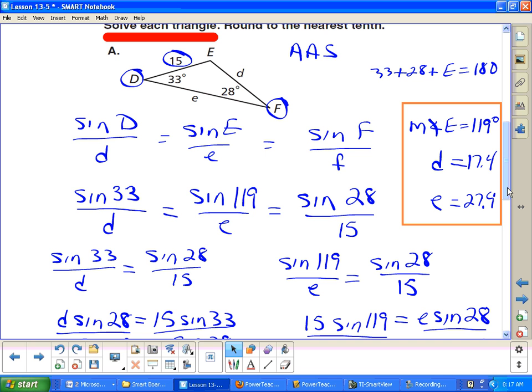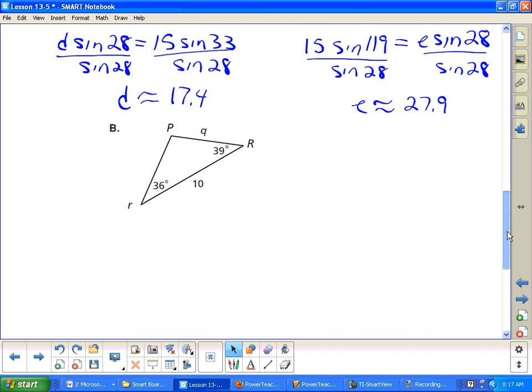So then angle D is 33. That's the second largest angle, so then side D should be the second longest side. And it is. D is 17.4 and F is 15. So just a check that you can do is make sure that all those things are correct. And if they are, then okay, that's a quick check for you. All right, let's go to another one.